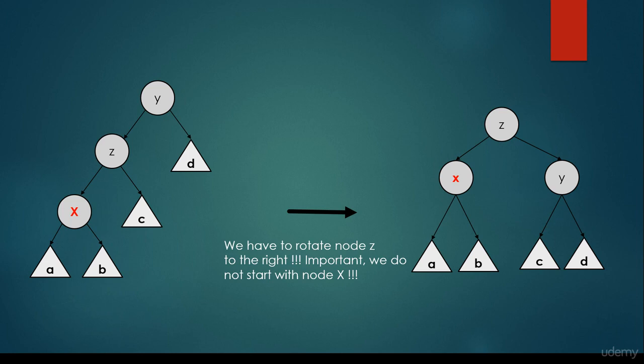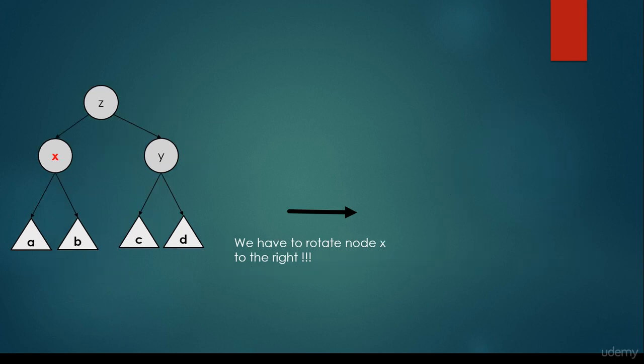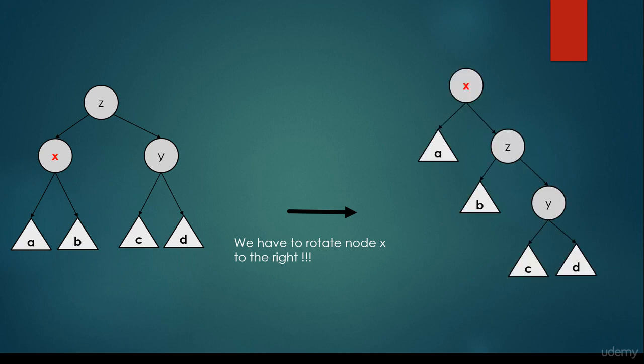The node X is still not the root node, so we have to make another rotation. Okay, so we have to rotate node X to the right. And as you can see, this is the situation we are going to end up with.